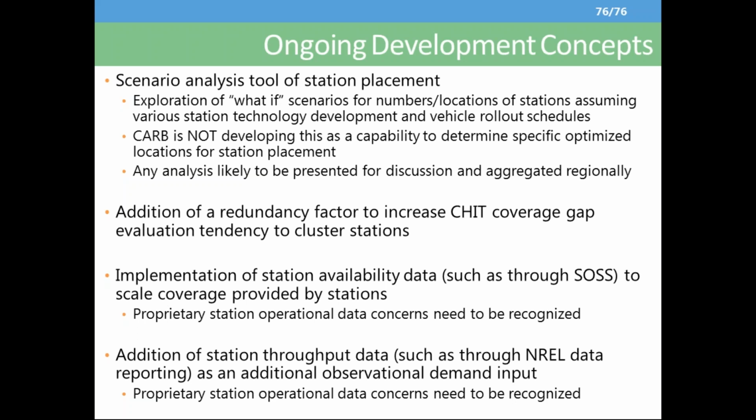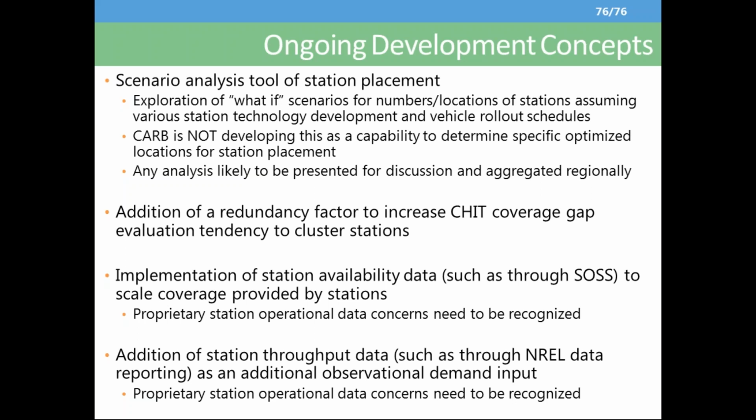Implementation of station availability data so that we scale coverage provided by stations according to their availability. If there is a station that is not often available at the peak fueling times, maybe that's an indication that another station needs to be close by in terms of the reliability and the customer experience of what they see as the actual availability of that station. There are some proprietary data concerns around this concept. It's a concept that we've heard of and that has been presented to us, but we haven't necessarily developed this yet. I think there's a lot of discussion that needs to come through for this first before we can actually implement it.